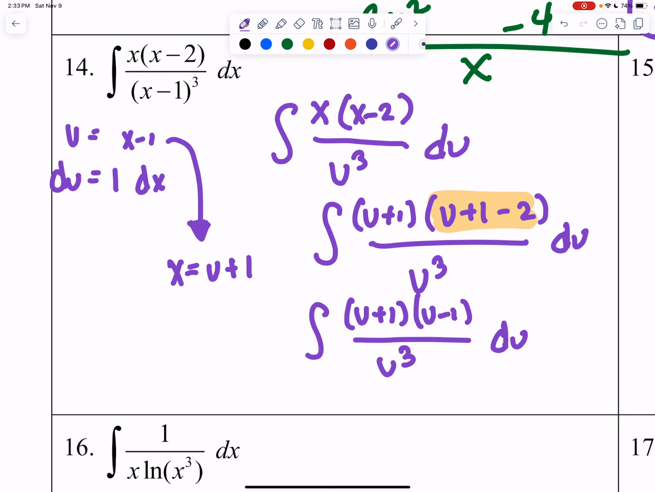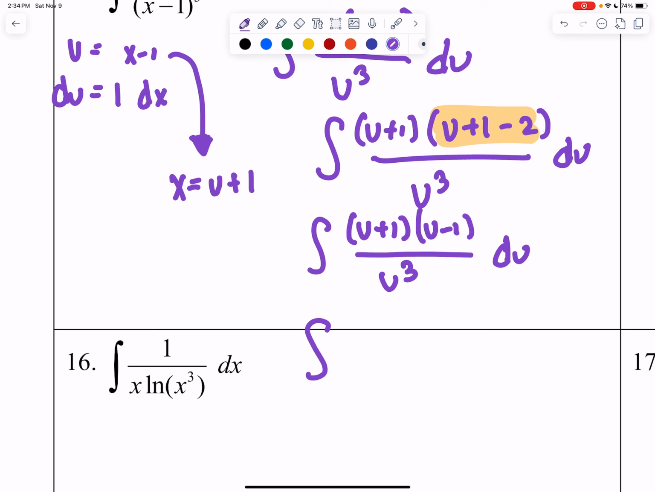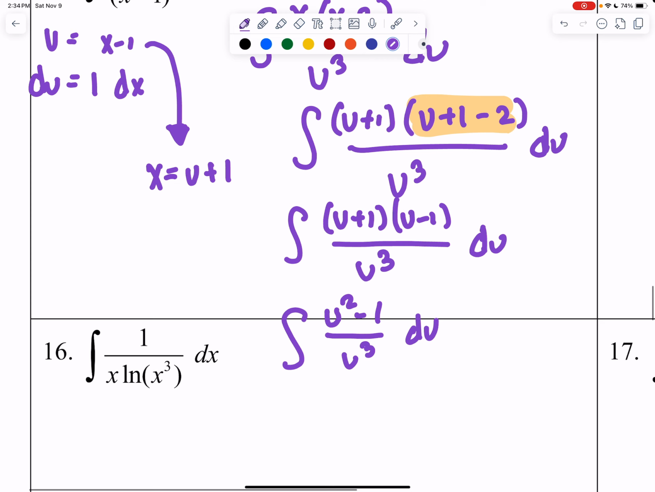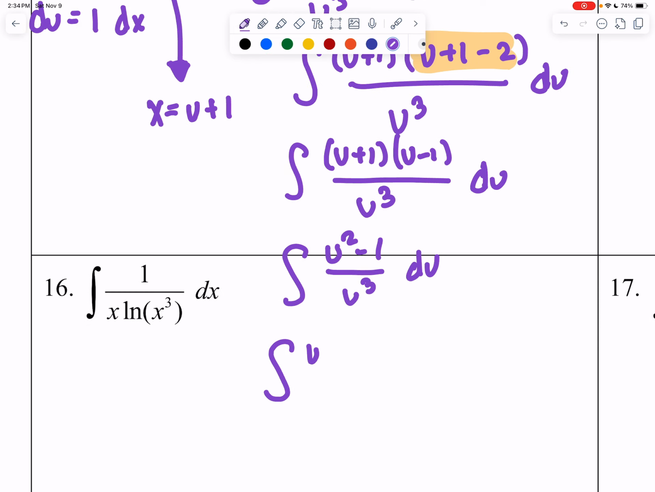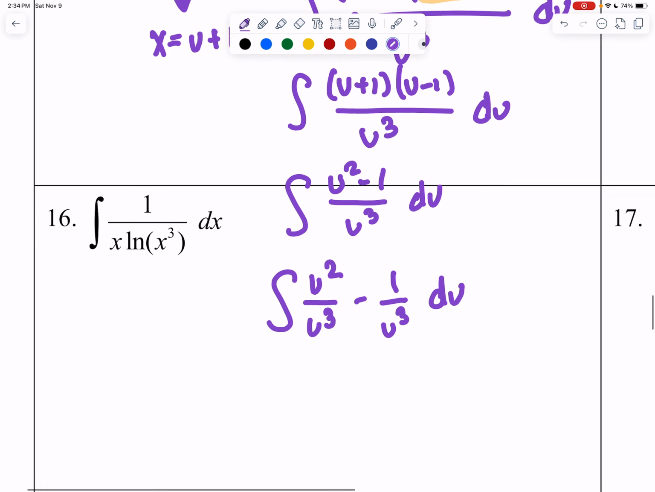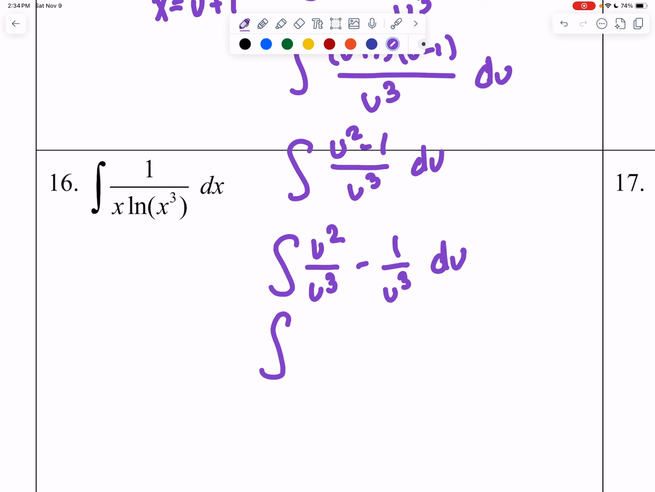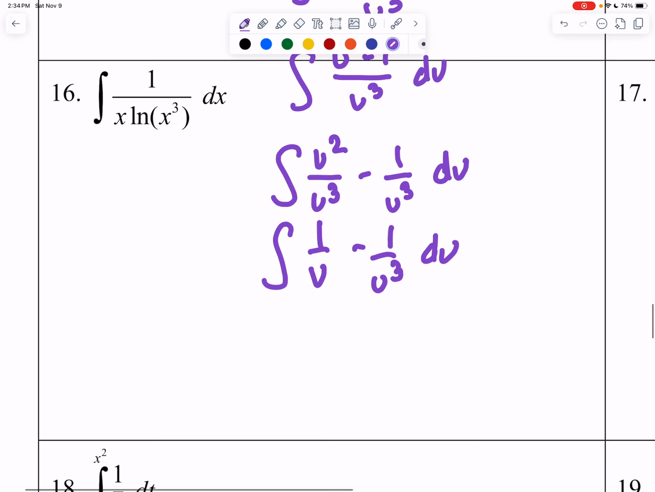Now that's going to give me u squared minus 1, so now I have the integral of u squared minus 1 over u to the third power du. And at this point, what we're going to be doing is splitting this up so that I have u squared over u to the third minus 1 over u to the third du. Simplify this one, that's going to be 1 over u minus 1 over u to the third du. And then at this point, we are going to take the antiderivative of both. So let me rewrite this so that it looks like that. Well, that one you don't have to because it's just going to be ln.